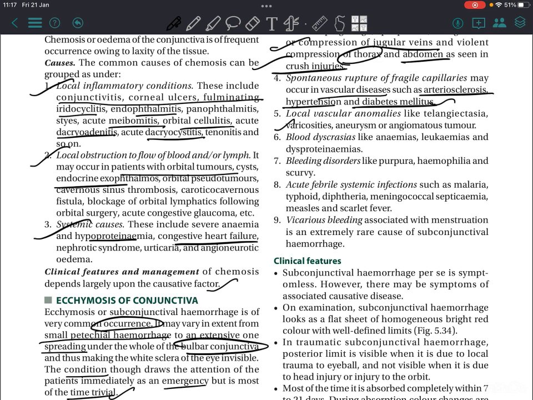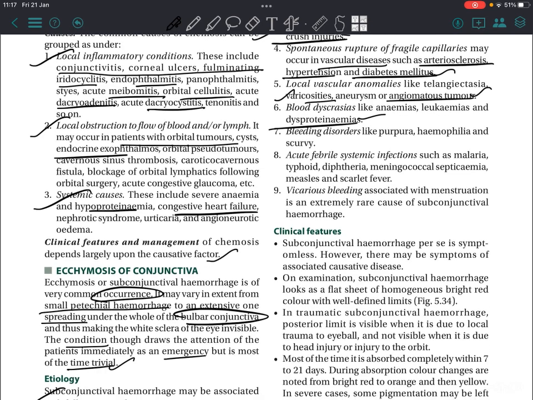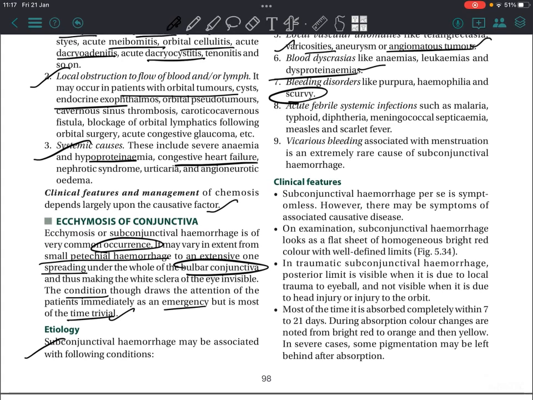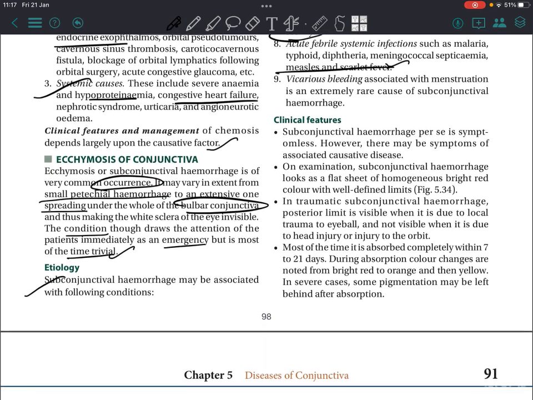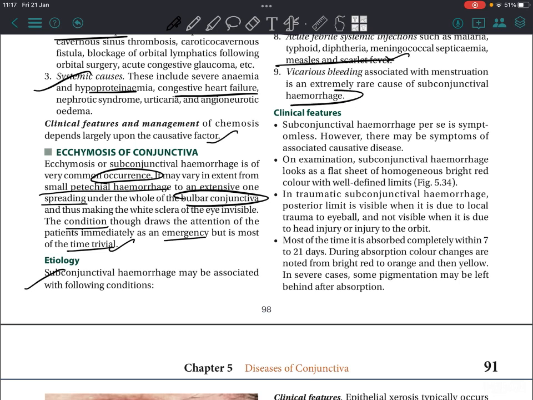telangiectasia, varicosities, aneurysm, angiomatous tumor, blood dyscrasias like anemia, leukemia, dysproteinemia, etc. Bleeding disorders like purpura, hemophilia, scurvy, acute febrile systemic infections such as malaria, typhoid, diphtheria, meningococcal septicemia, measles, scarlet fever. Vicarious bleeding associated with menstruation is an extremely rare cause of subconjunctival hemorrhage.